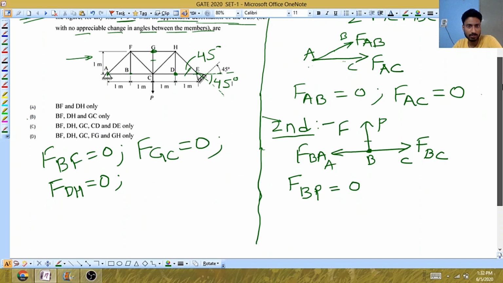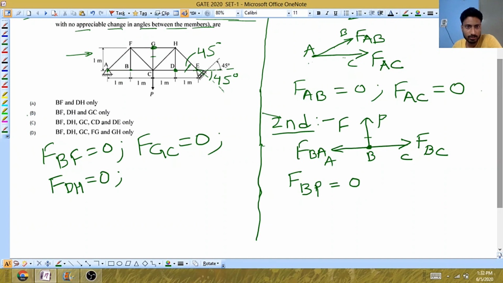at E, what is method of joint? Just remove that joint along with the connected members. Okay, so here I am doing that. So this is member FED, this is member FEH, and this is the support.